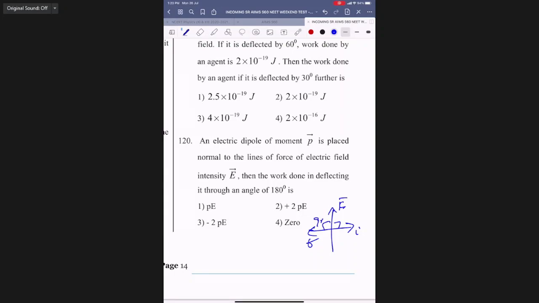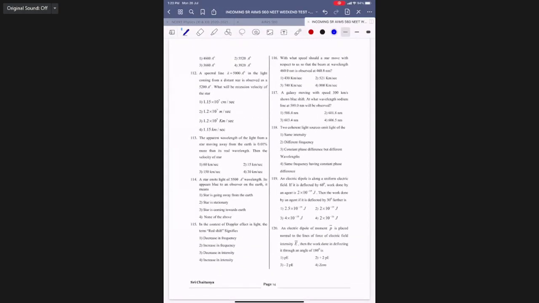Yes, sir. Don't go to the solution, whatever they will give, they will copy from somewhere else. Got it? So 148.